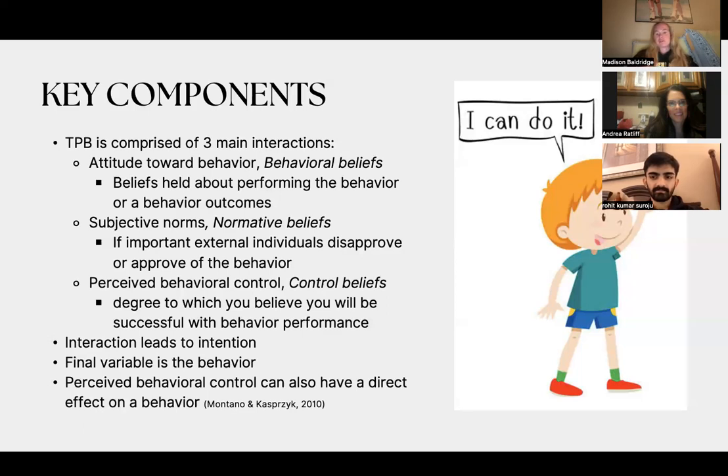And then perceived behavioral control is the degree to which you believe you will be successful with behavior performance. So this cute little figure on the right shows a kid saying, I can do it. And this is a control belief. He believes he can perform this behavior. Within this, the interaction leads to our intention, and the final variable here is our behavior. So we have our three main interactions that lead to our intention, and then the intention leads to the behavior. This differs from the theory of reasoned action because perceived behavioral control can have a direct effect on our behavior, so it will almost jump the step of the intention.